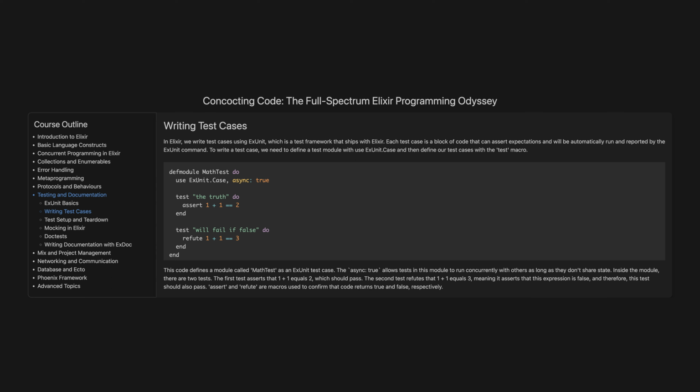This code defines a module called MathTest as an ExUnit test case. The async: true allows tests in this module to run concurrently with others, as long as they don't share state. Inside the module, there are two tests. The first test asserts that 1 + 1 = 2, which should pass. The second test refutes that 1 + 1 = 3, meaning it asserts that this expression is false, and therefore this test should also pass. Assert and refute are macros used to confirm that code returns true and false, respectively.